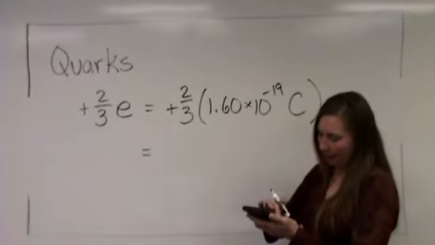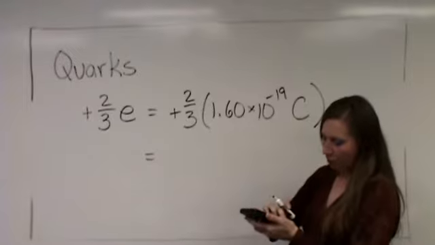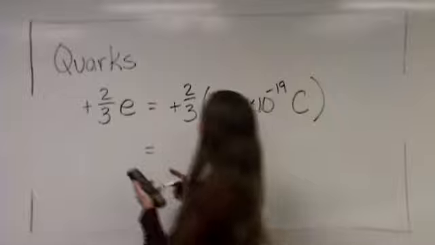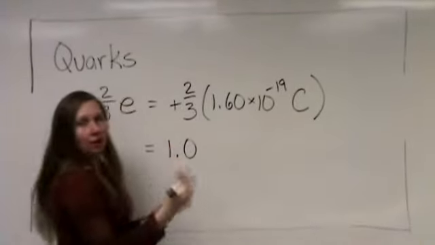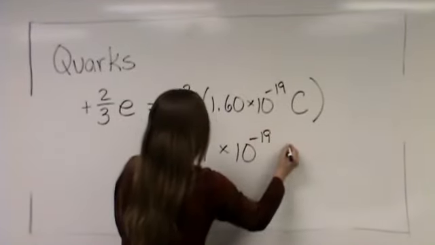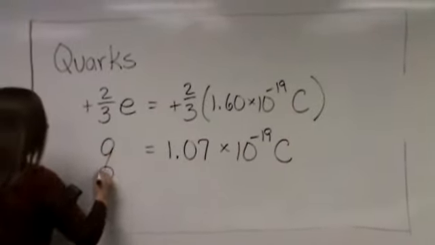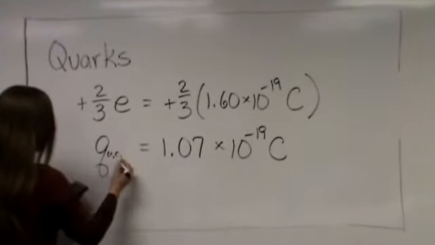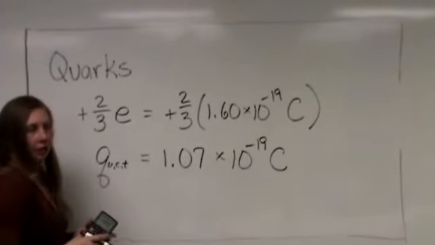All right, 2 divided by 3, 0.66666, times 1.6 second E negative 19. And what are we getting? We're getting 1.066666. So I'm going to round that to 1.07 times 10 to the negative 19 coulombs. That's the charge, Q, on an up quark, a charm quark, or a top quark. That's the exact charge in coulombs.